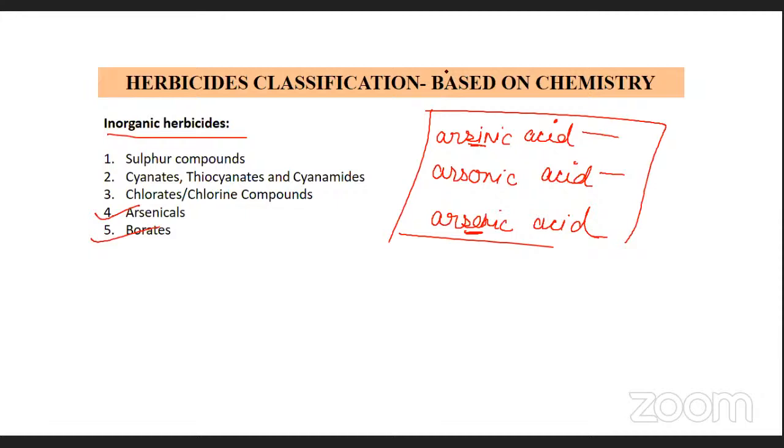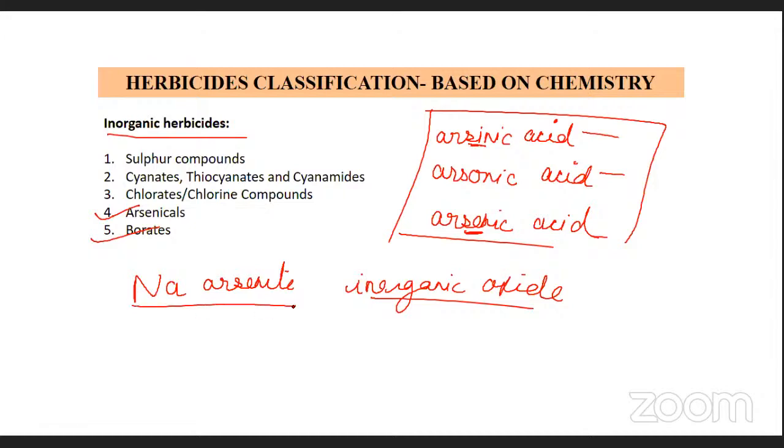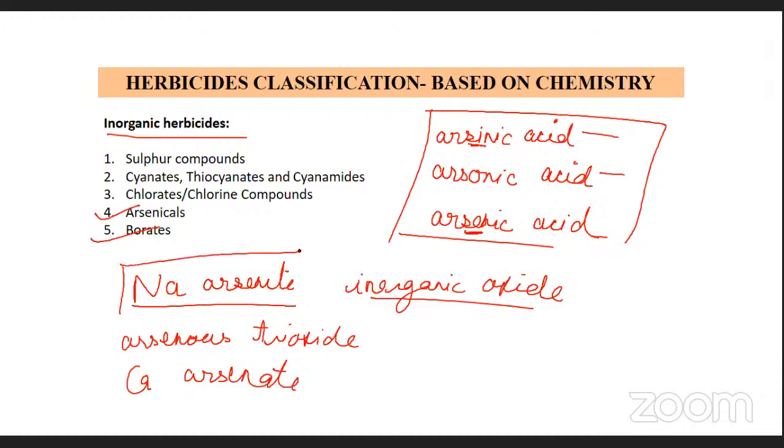Okay, inorganic oxides. In this we have to learn sodium arsenide, which is the important one, and then we have arsenous trioxide. And the last one is calcium arsenate. Among all these, we just have to learn sodium arsenide. Usually inorganic arsenicals have some demerits, or you can say harmful effects, because they pose high mammalian toxicity. That's why we are not using them so much.